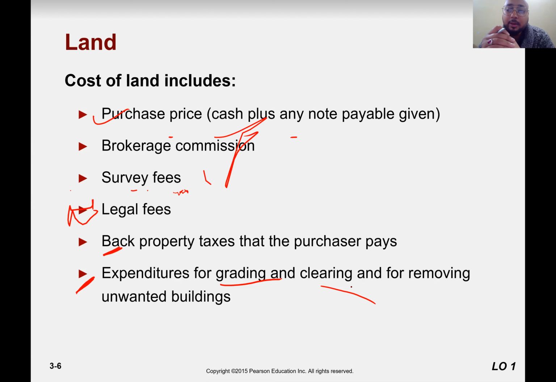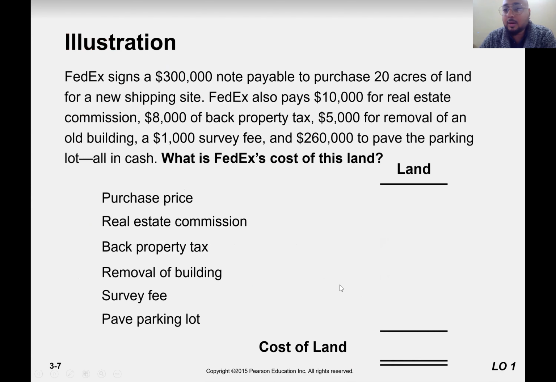Or in some hilly areas, the land is not smooth, so there are some ups and downs, the surface is not smooth, so you hire a crane or something, which levels up the place. That cost is also included in the cost of the land. Okay, so if you understand the cost of the land, here we are, further understanding what is the cost of the land.